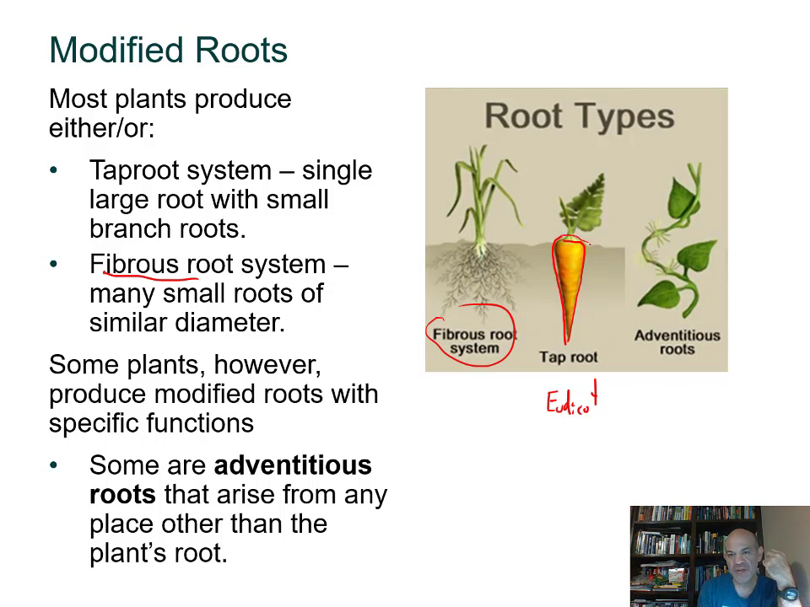For a taproot, you're going to have one main root, and then you'll have lateral roots. These are not the same as root hairs. These start from the pericycle deep within the root and grow outward. So if you went out into a lawn or a yard and there was a weed growing with broad leaves on it, and you pulled it up, it's probably going to have a taproot. But if you pulled up some grass, you're going to see fibrous roots there.